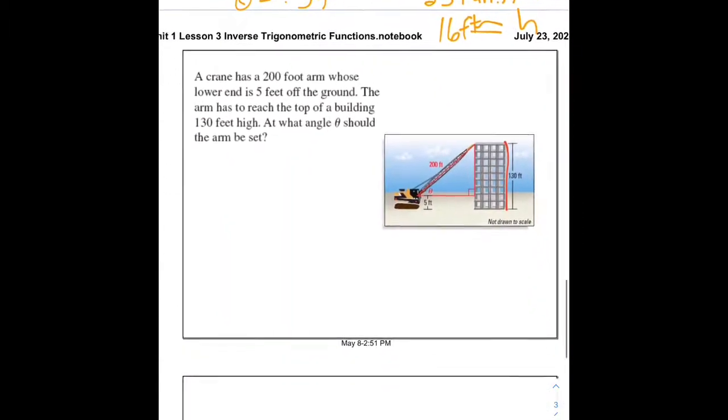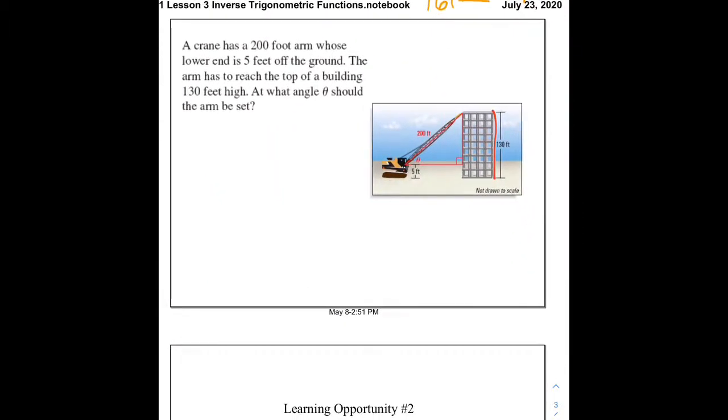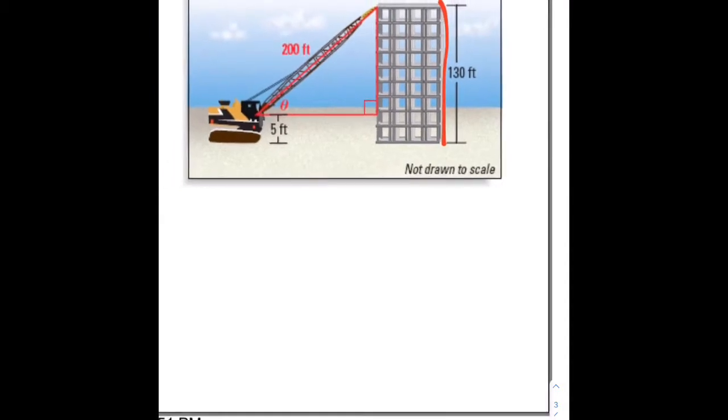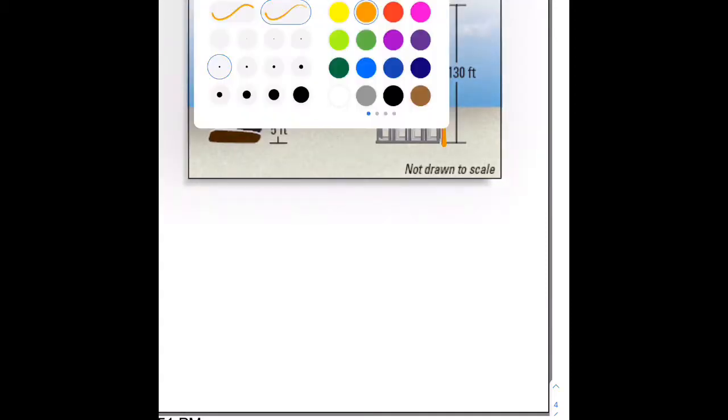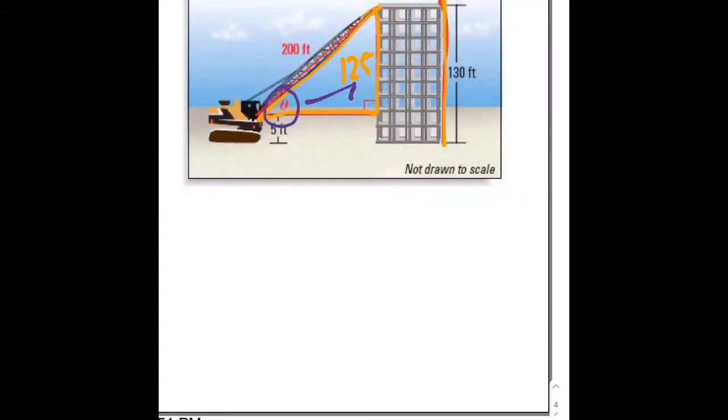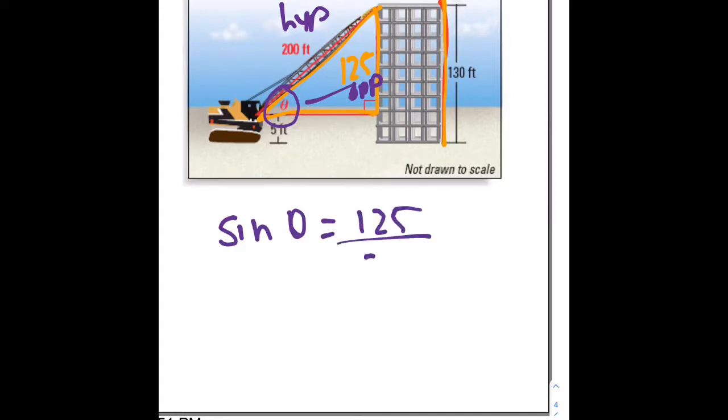And for our last question, a crane has a 200-foot arm whose lower end is 5 feet off the ground. The arm has to reach the top of a building 130 feet high. At what angle theta should the arm be set? All right, well, when we look at this picture, if we ultimately look at this triangle, if I'm 130 for the entire distance, I take away 5, so this side's 125. If I use SOHCAHTOA, I know that 125 is an opposite value and 200 is the hypotenuse, so that just screams sine. So the sine of theta is equal to 125 over 200. That's my opposite over my hypotenuse.